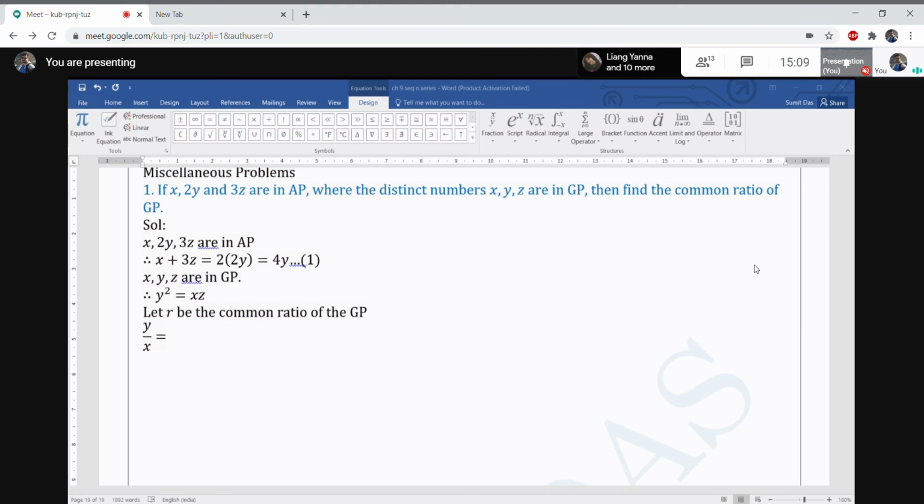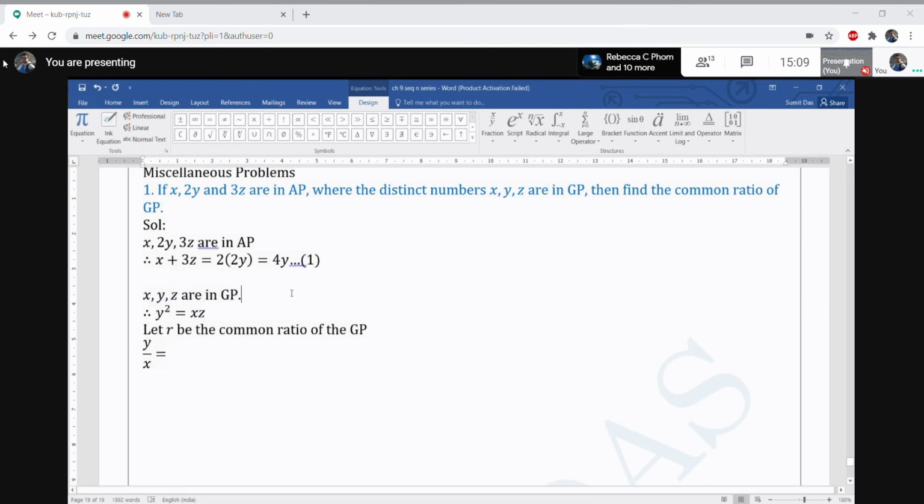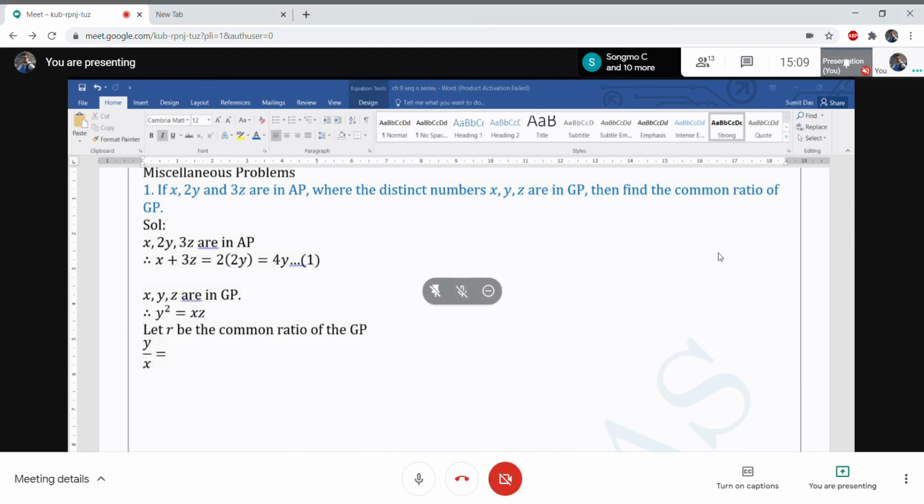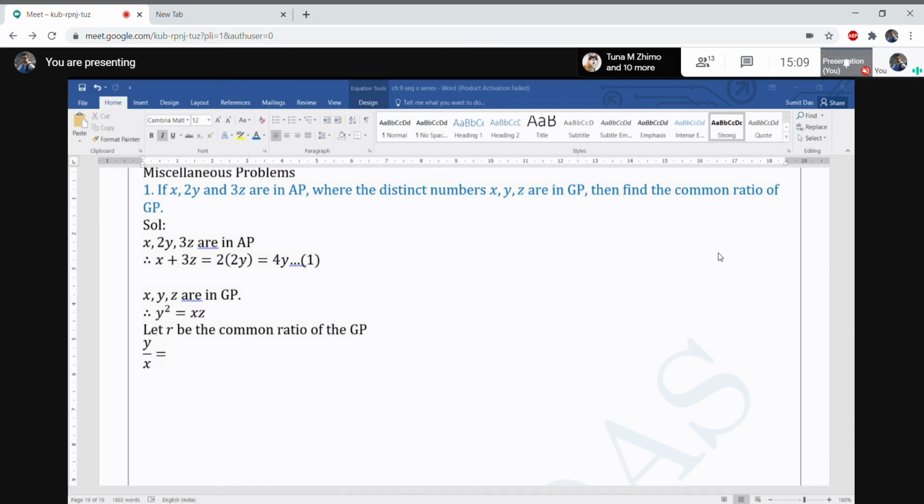Is my question clear? I'm saying x, y, z are in GP and r is the common ratio. So what will be y divided by x? Anyone, please? Otherwise, I'll think that no one is studying. It's showing though, but still.